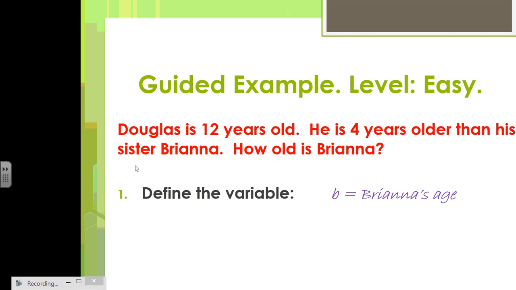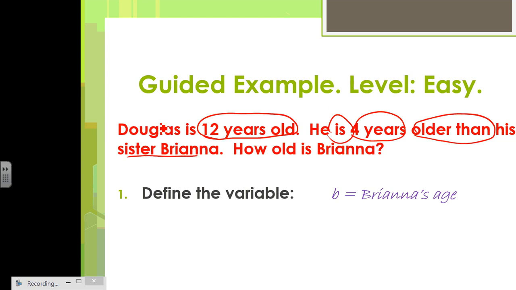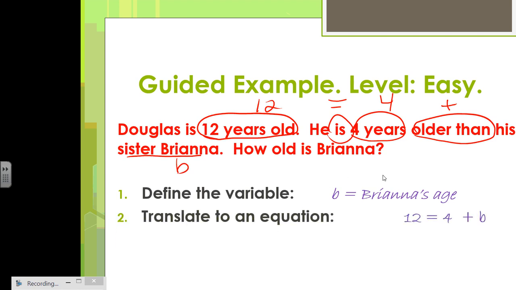Then let's go back. We're going to have to translate this to algebra. We have to translate this to an equation. And let's pick out the math words. We have 12 years old is 4 years older than, that's like more than, okay, his sister Brianna. All right? So reading from left to right, we would have the number 12. We'd have is, which means equals. We'd have the number 4. We'd have plus. And then we'd have his sister Brianna. So it would translate into 12 equals 4 plus b.